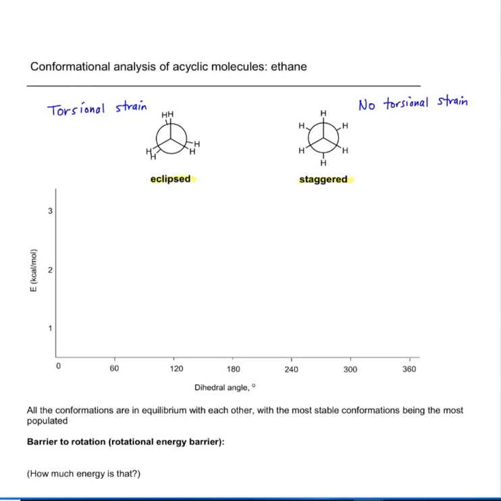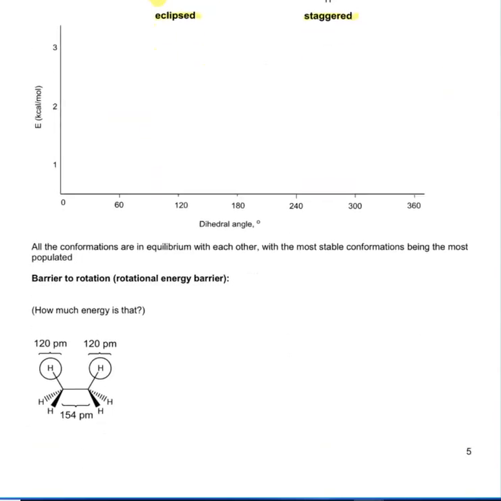So the staggered conformation has no torsional strain. Now let's go back to the eclipsed conformation. Does it have steric strain? Well, it would have steric strain if any of these pairs of hydrogens were too close to each other. Let's go down to the bottom of the page and look at this little picture in the lower left. This is ethane shown from the side, very much like the photograph that we saw in the previous video.